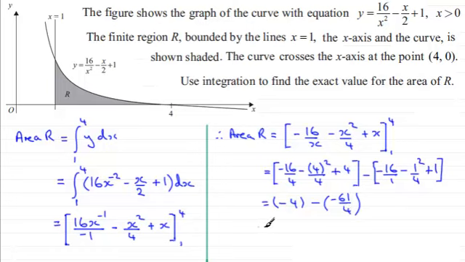Work this out, and what you should get is 11.25. And being an area, I'm going to write square units there. You don't have to do that, but I just feel it looks good.